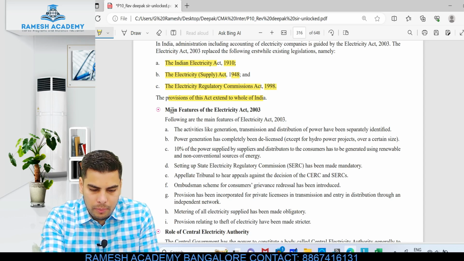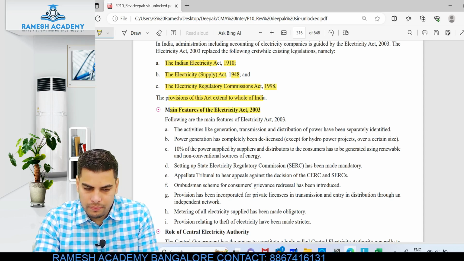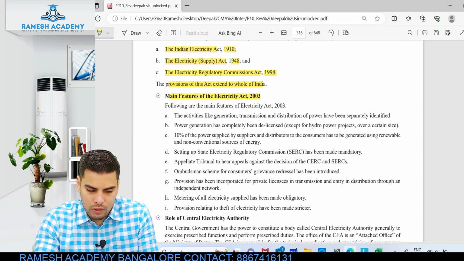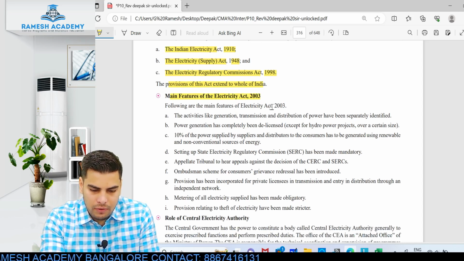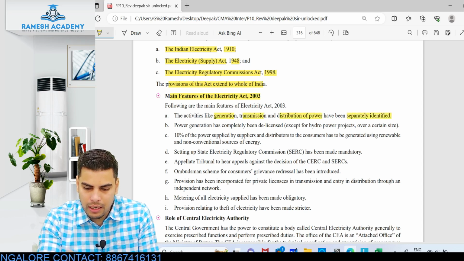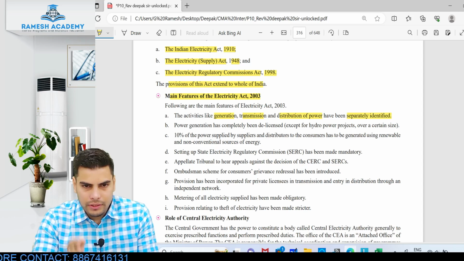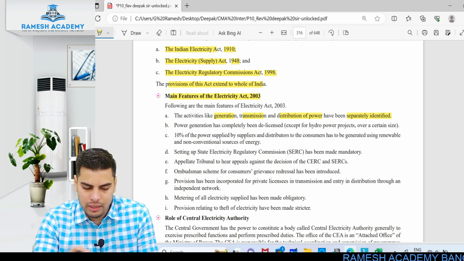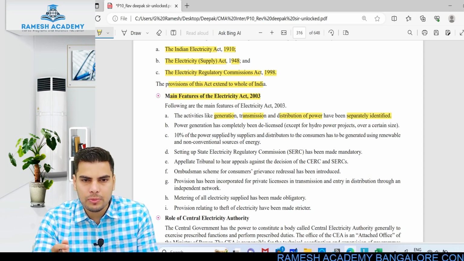So let's talk about the main features of the Electricity Act 2003. This is the latest Electricity Act, 2003. Following are its main features. The activities like generation, transmission and distribution of power have been separately identified. Generation of electricity should be a separate transaction, transmission should be considered a separate transaction, and in the same way distribution of power has to be considered as a separate thing. So generation, transmission and distribution are considered as three different activities.